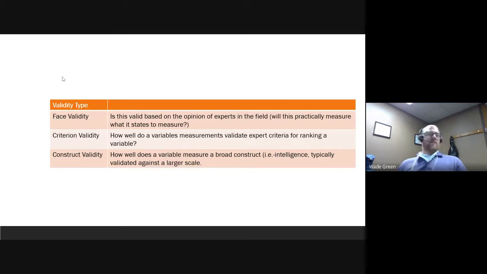And then lastly, one that's very important that you'll often see in the literature is construct validity.